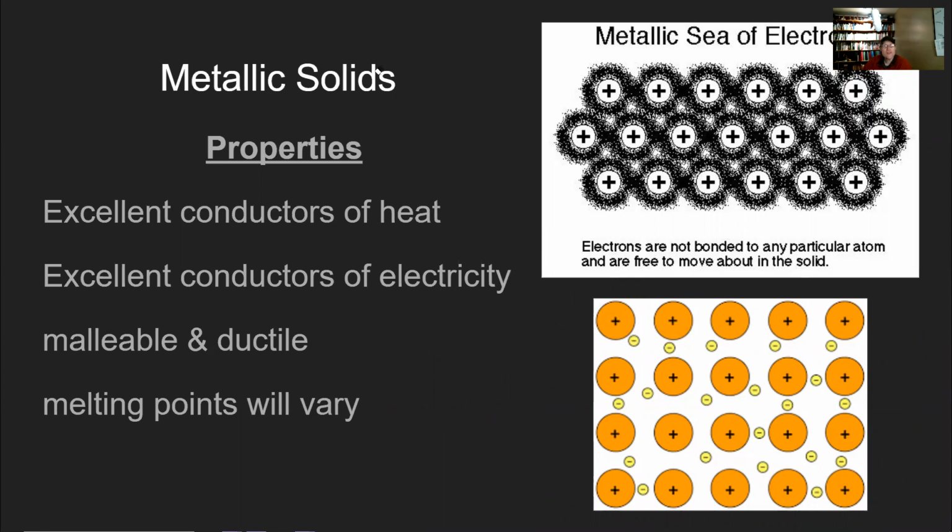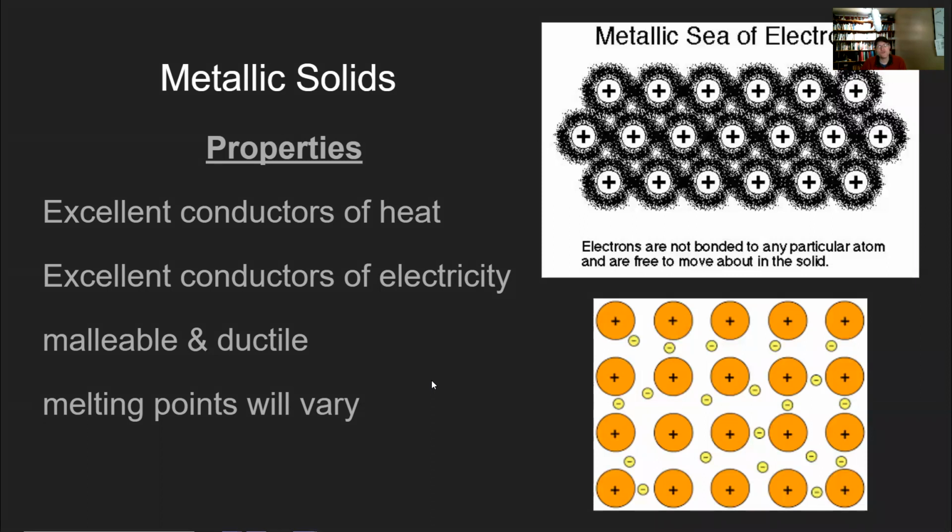Melting points for metals vary. It'll depend on the attraction that they have for each other. There are definitely some metals that are extremely high in melting point, like tungsten, which is the highest melting point for metallic elements. And then you've got low temperature ones like mercury, which are liquid at room temperature. So the melting point range is pretty vast between metallic solids.